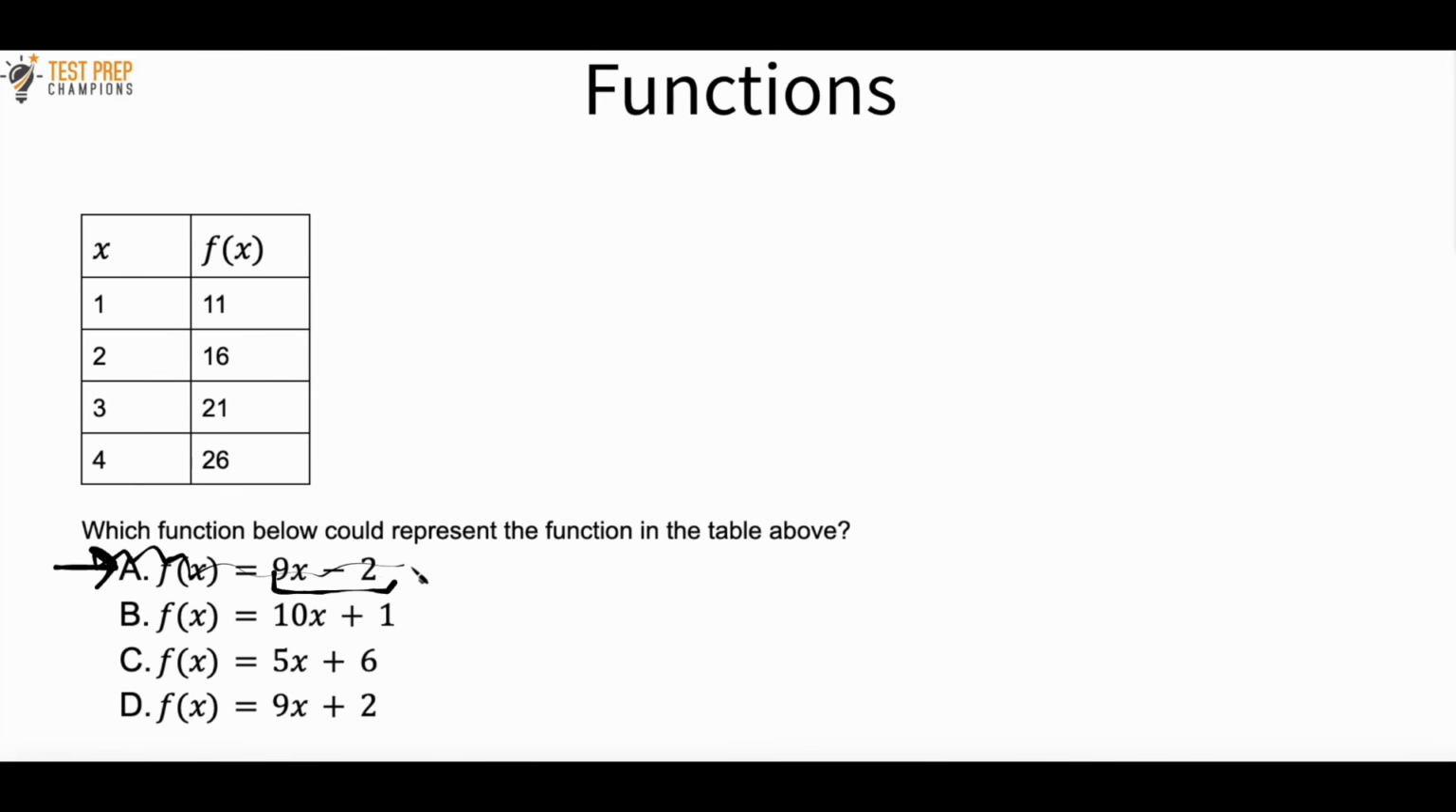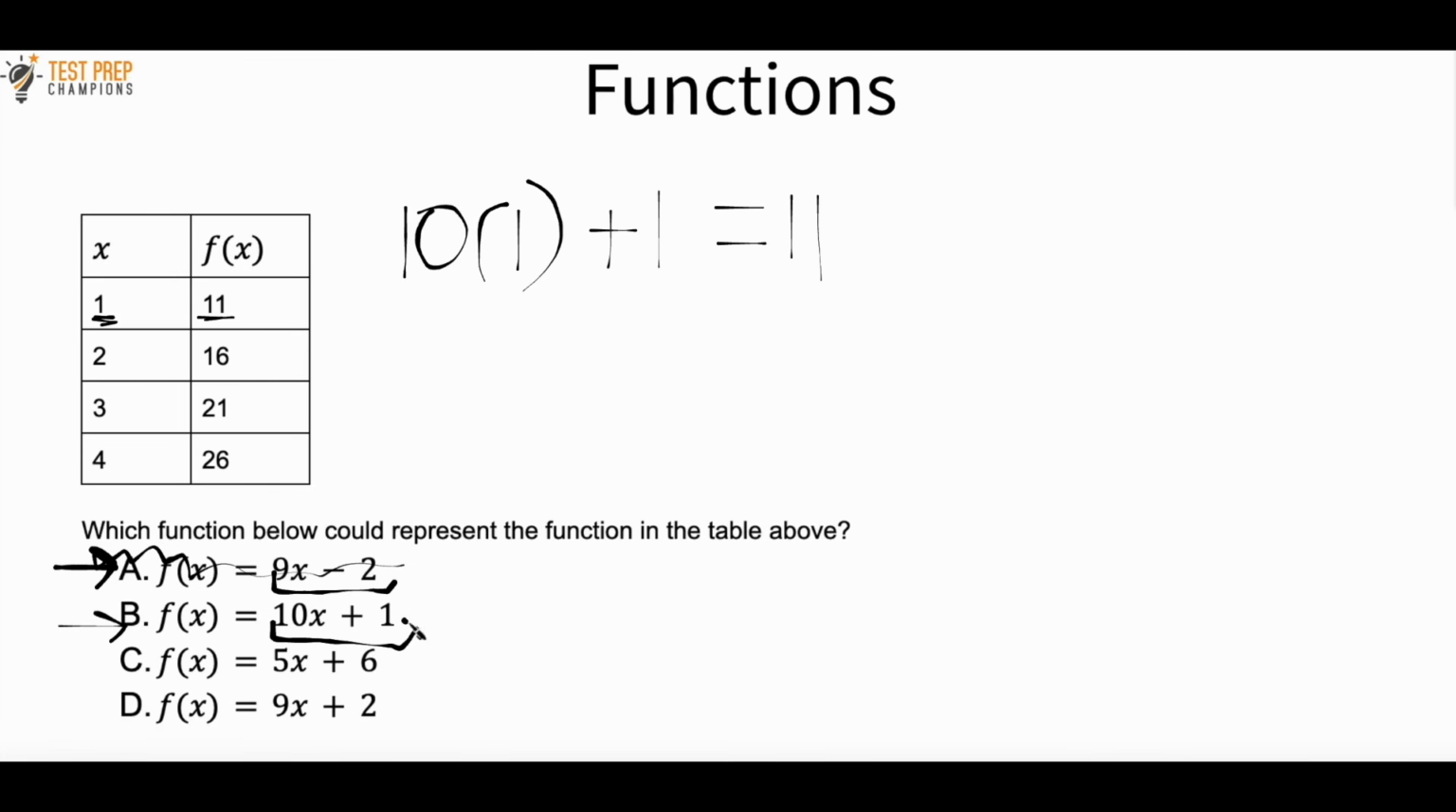So now let's evaluate answer choice B. To evaluate B, the part I'm really concerned with is the 10x plus 1. I'm going to start by plugging 1 in for x. When I rewrite this, I'll have 10 times 1 plus 1. 10 times 1 is just 10, plus 1 is 11. Okay, so when I plug 1 in for x, I see that the output is 11. So we could be on the right track here.